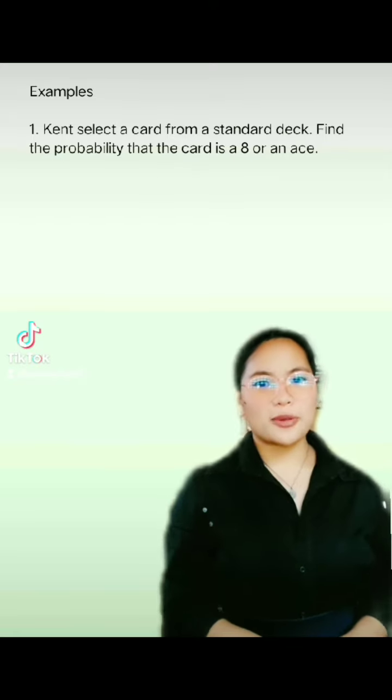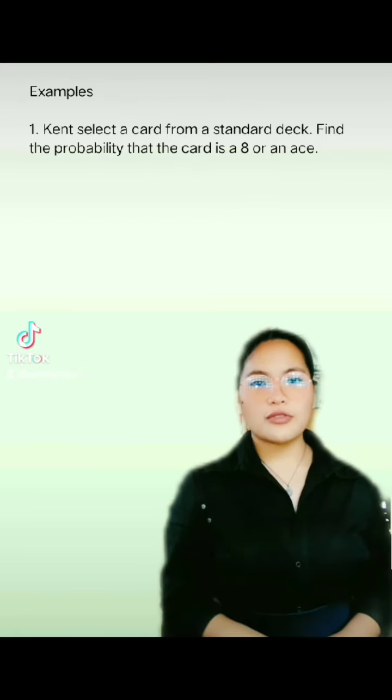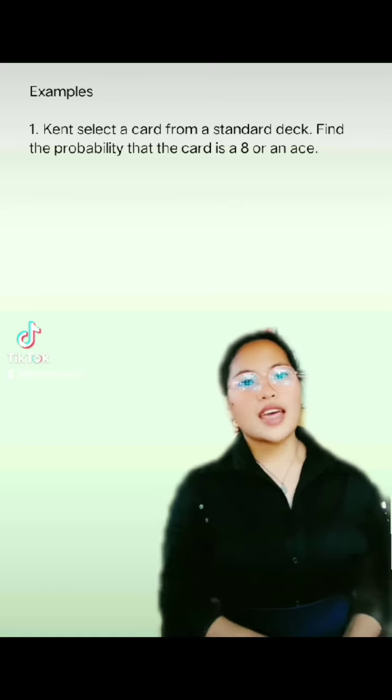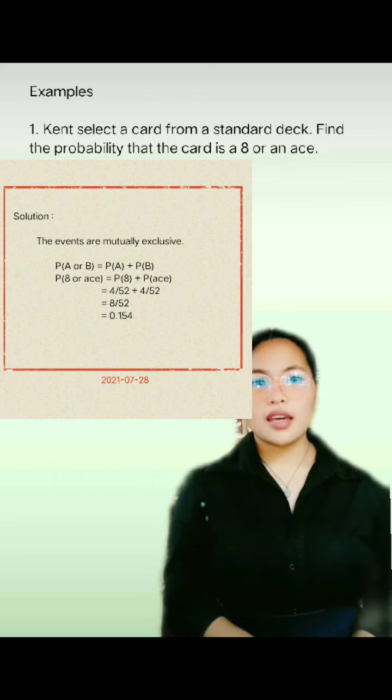Here are some examples. You select a card from a standard deck. Find the probability that the card is an 8 or an ace. Solution: the events are mutually exclusive. If the card is an 8, it cannot be an ace.